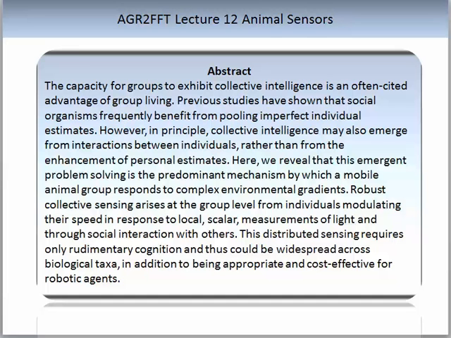and its outcomes. Individual animals were monitored, where their speed in response to a local environment, measurements of light, and social interaction with others was recorded. This was shown to be an appropriate and cost-effective approach for robotic agents, and a good sensor for measuring animal, livestock, social interactions.